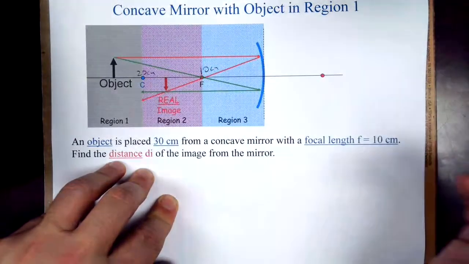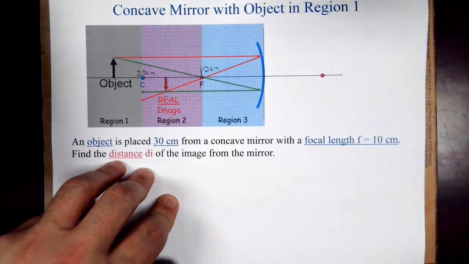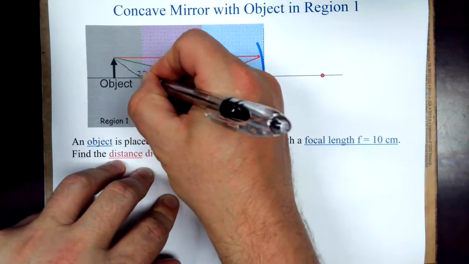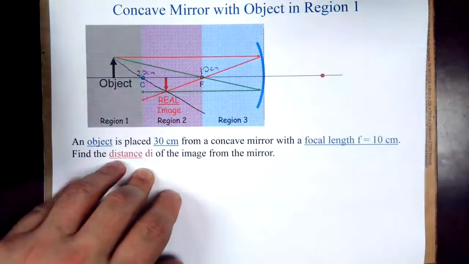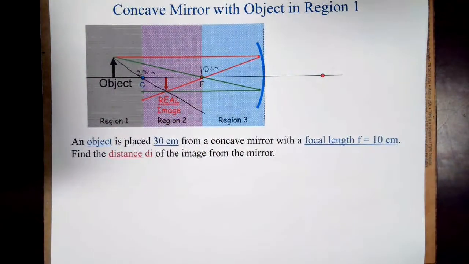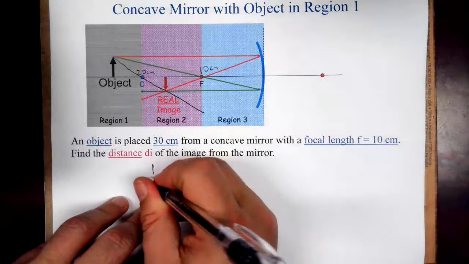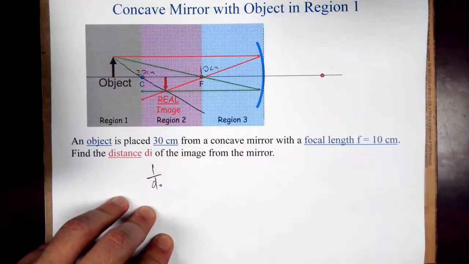If we want to do a sanity check, we've only drawn 2 of the lines here. We did the P ray and the F ray. If we draw the C ray, it goes through here, and so it confirms it goes through the image point. To solve for the distance to the image, we use our mirror equation.